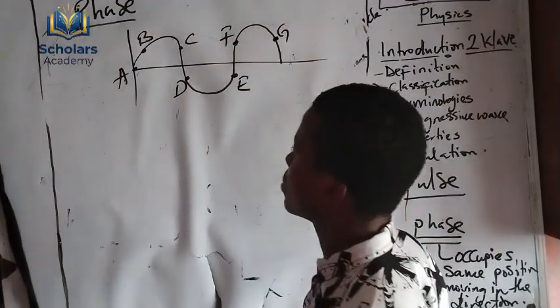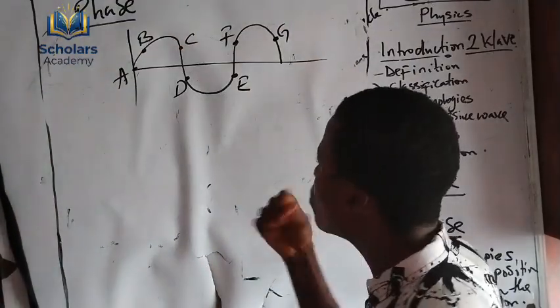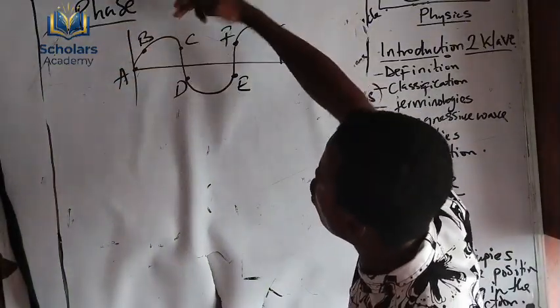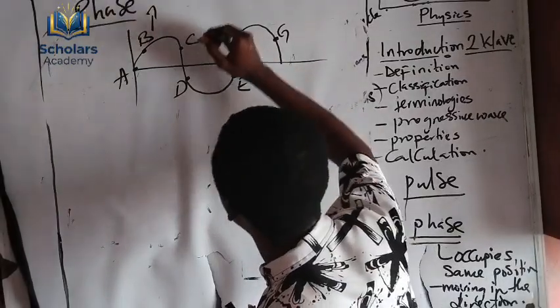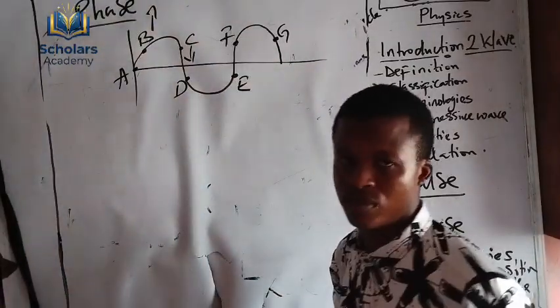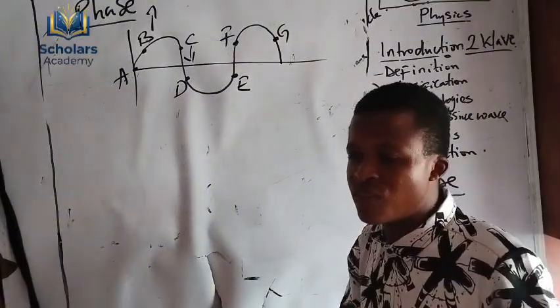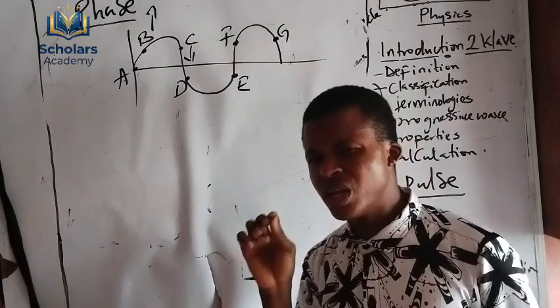Now let's look at this. If you look at B and C with me, are they moving in the same direction? If this one is going up, this one should be going down. So B is going up, while C is going down. It means that B and C are not in phase. And anything that is not in phase is out of phase.